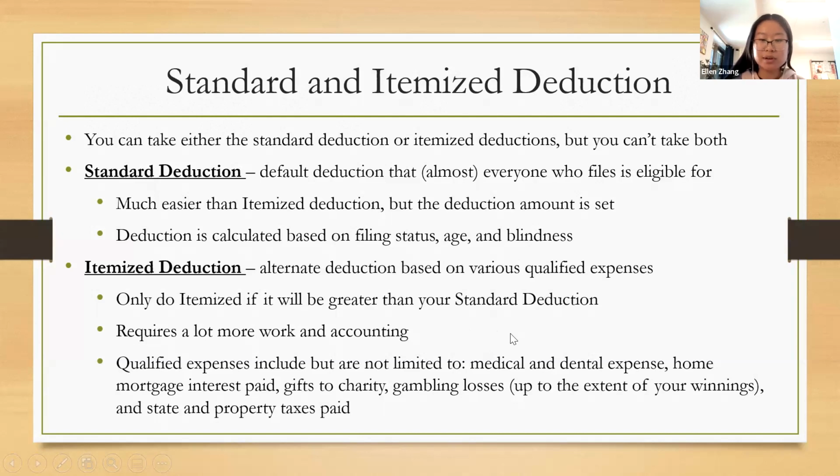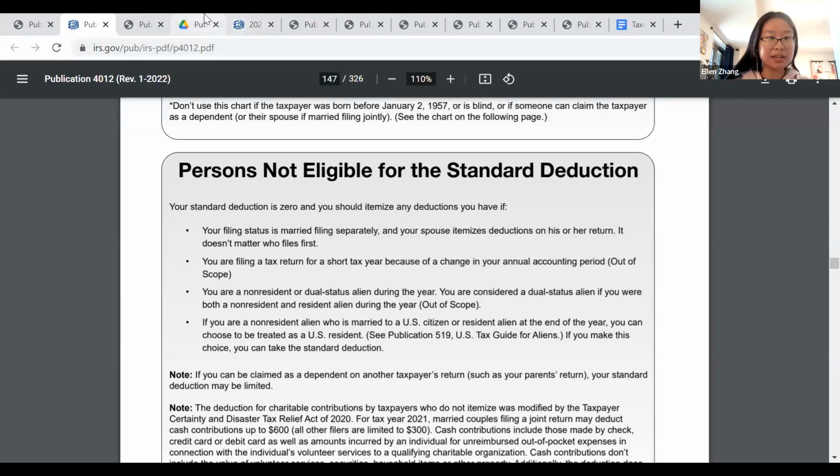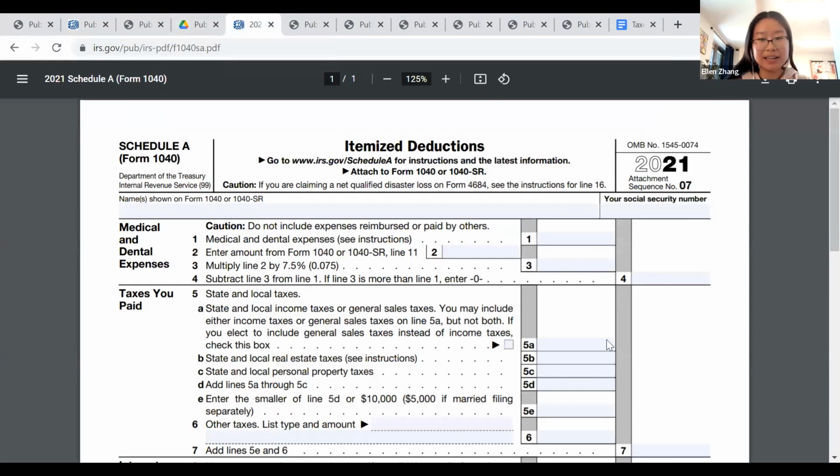But for most people, those expenses combined are not greater than their standard deduction, which is why they choose to do the standard deduction instead. The standard deduction is also much easier because the itemized deduction requires so much more work and accounting. Let me screen share the form for an itemized deduction, and then you can probably see what I mean by it gets really tedious and difficult.